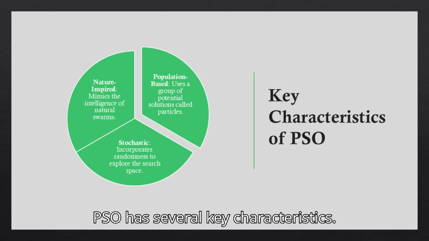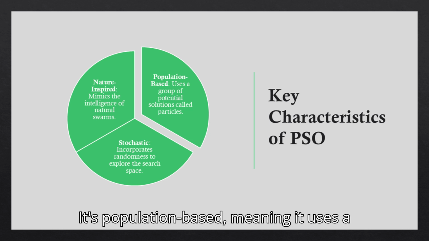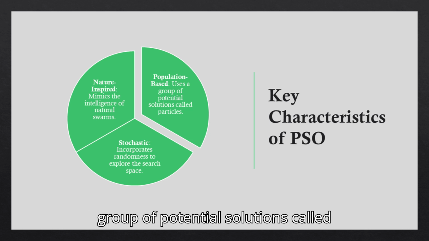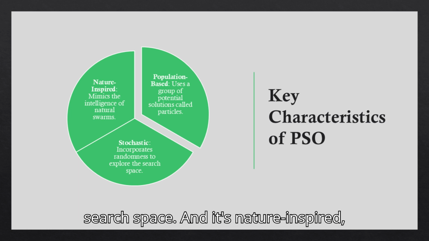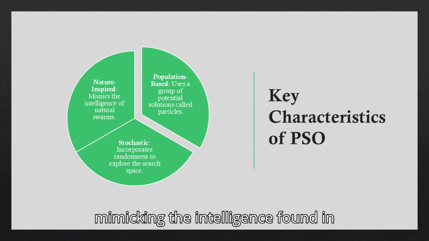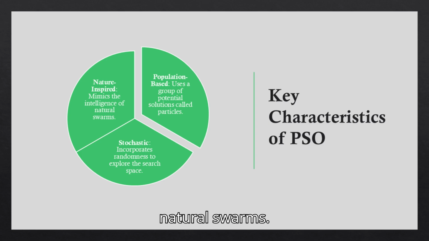PSO has several key characteristics. It's population-based, meaning it uses a group of potential solutions called particles. It's stochastic, incorporating randomness to effectively explore the search space. And it's nature-inspired, mimicking the intelligence found in natural swarms.